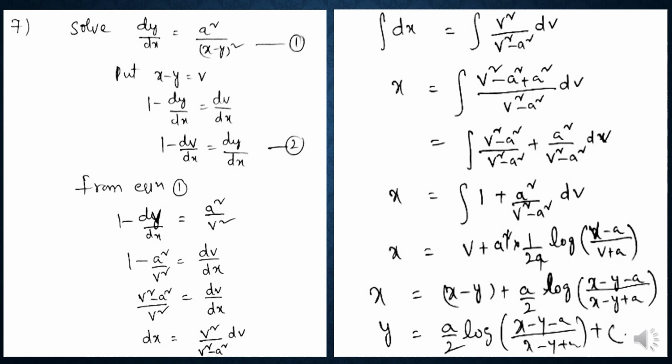So y is equal to x plus x minus y. This becomes minus y, and these two x's will be cancelled. The remaining function will be a by 2 log of x minus y minus a by x minus y plus a plus c, which is the required general solution for the differential equation dy by dx is equal to a square by x minus y whole square.